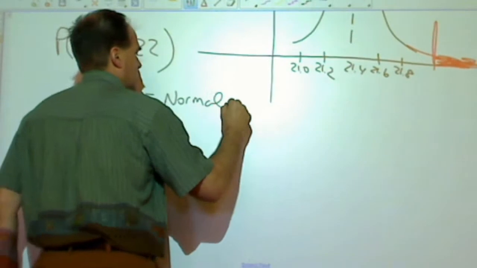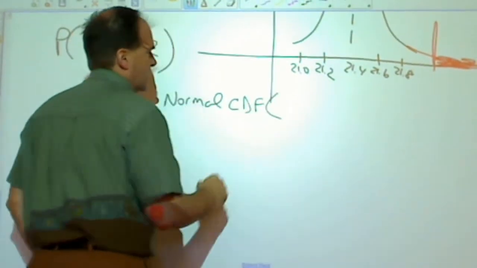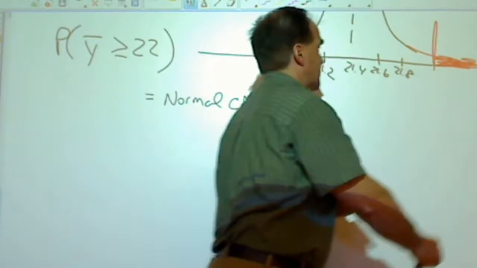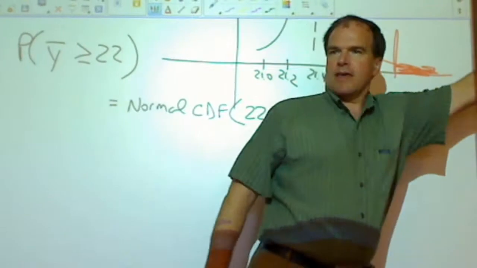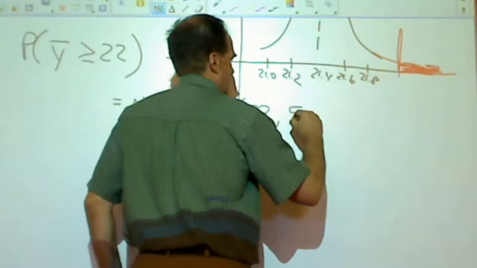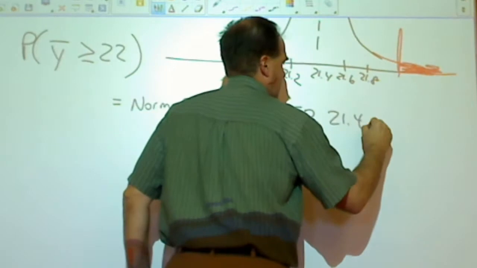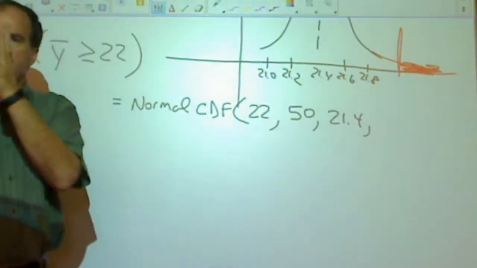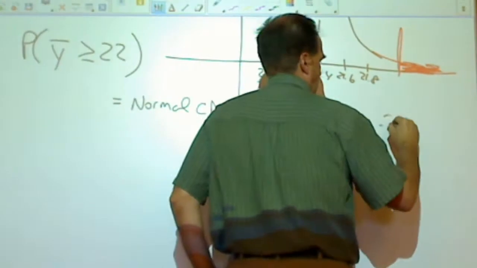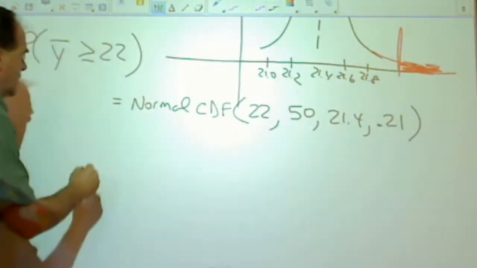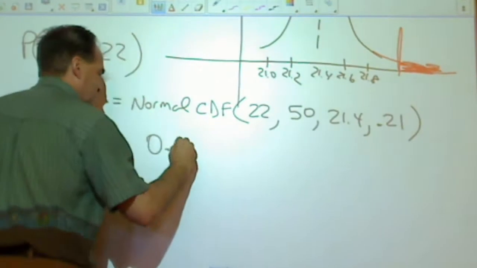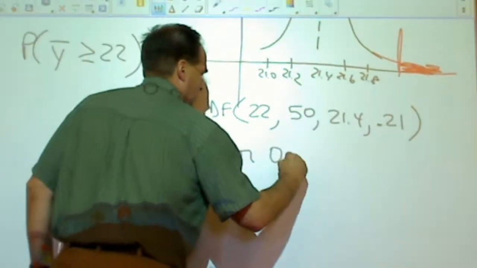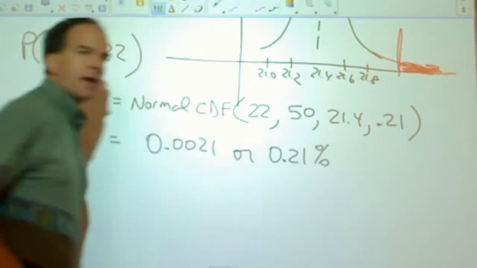You could do it if you wanted to. Okay, so I want this area. What's my lower? 22. My upper, I just need to get way the heck up there, so I don't know, 50. Mean of 21.4. My standard deviation is that shrunken standard deviation, 0.21. I got 0.0021 or 0.21%. Pretty small.